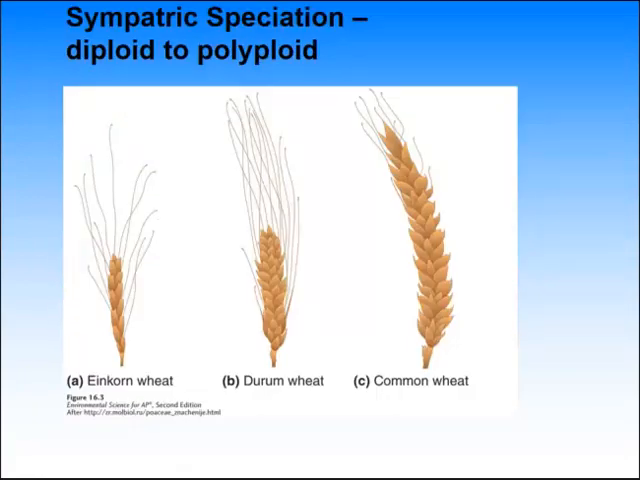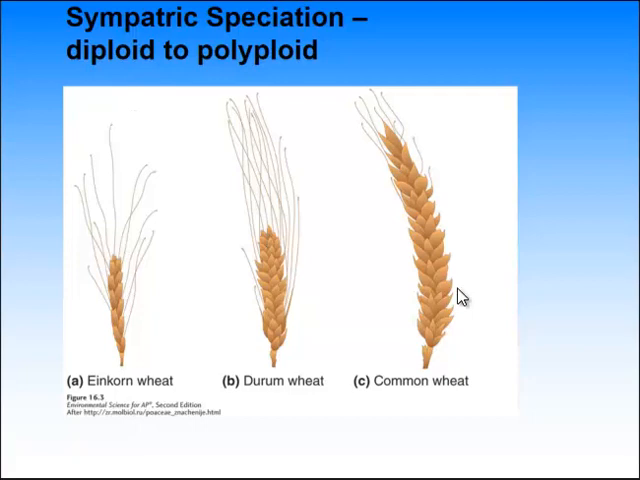Then there's sympatric speciation. So they're not geographically or reproductively isolated. Flowering plants such as wheat commonly form new species through the process of something called polyploidy, which is an increase in the number of sets of chromosomes beyond the normal 2 sets, which is like diploid.